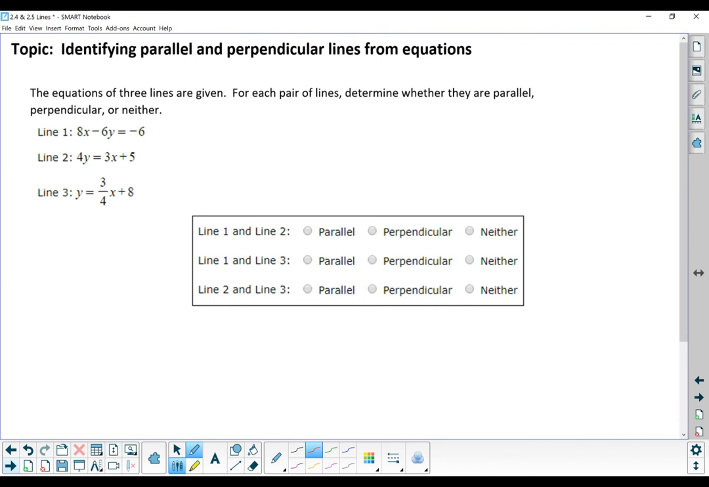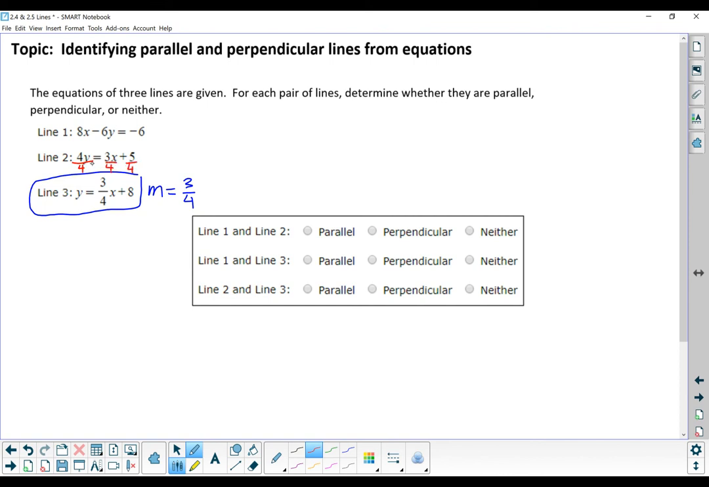For this topic, you will have to tell the relationship between different pairs of lines. It's going to give you 3 lines, and you have to say whether line 1 and line 2 are parallel, perpendicular, or neither, line 1 and line 3, line 2 and line 3. So some of the lines will already be in slope-intercept form, and you'll be able to see what their slope is straight away. Others of them you'll have to solve for y to get that slope visible.